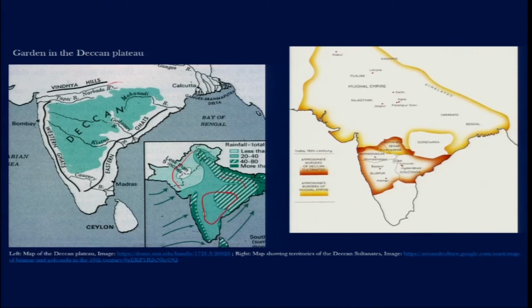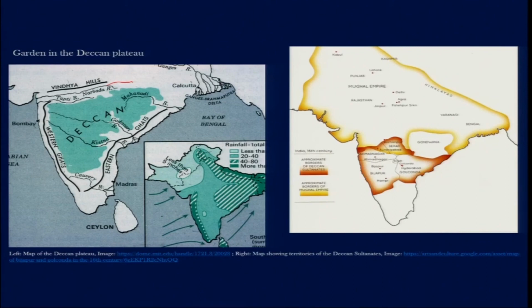The Deccan Plateau has usually been understood as the area which has its northern boundary as the Vindhya mountain or the Vindhya hills. And then this entire Deccan area has a plateau-like, tableland-like landscape, and this is predominantly dry.